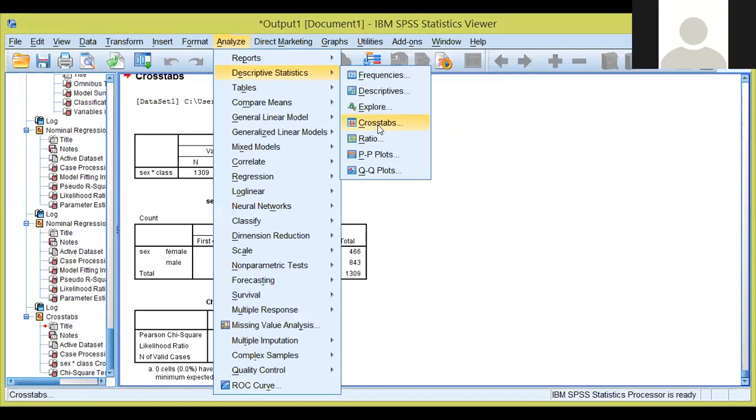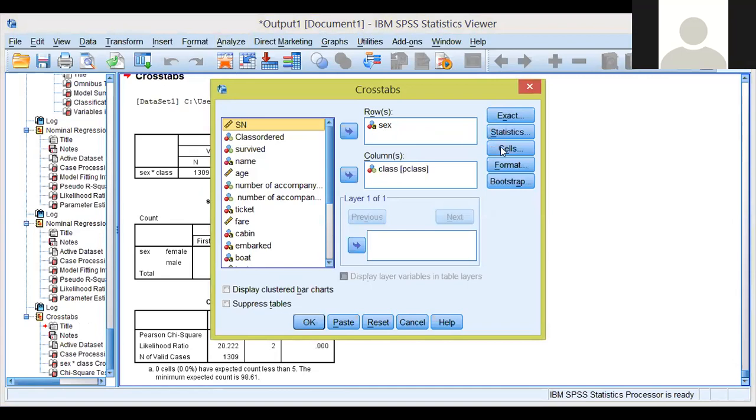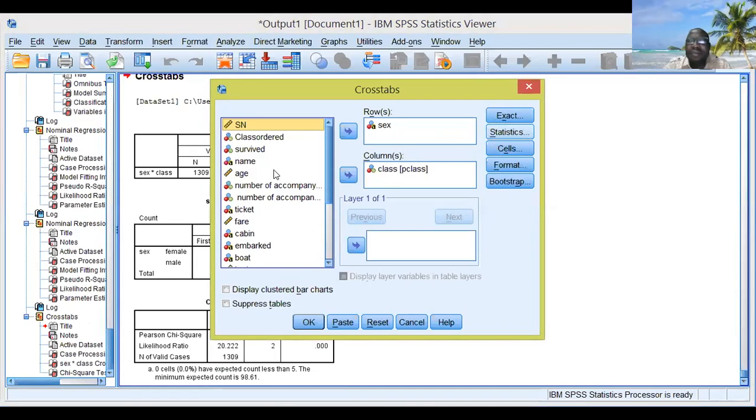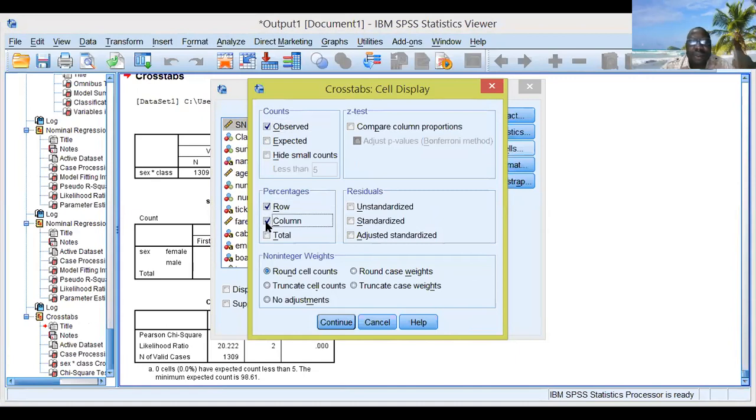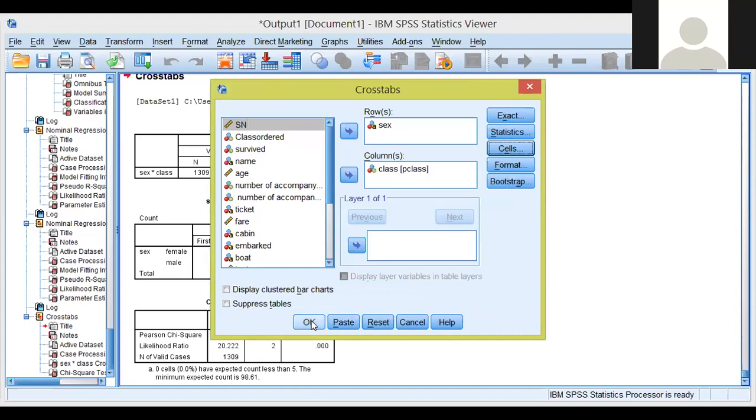So you should click on Cells. Then click on row. No, I'm having class. Remove the column, remove the column. Continue. I've removed it. Continue. Okay, so I click OK.